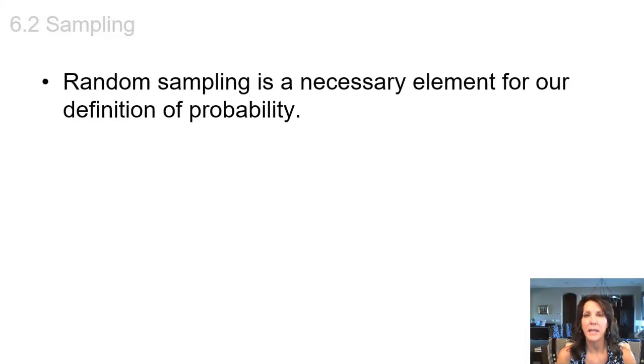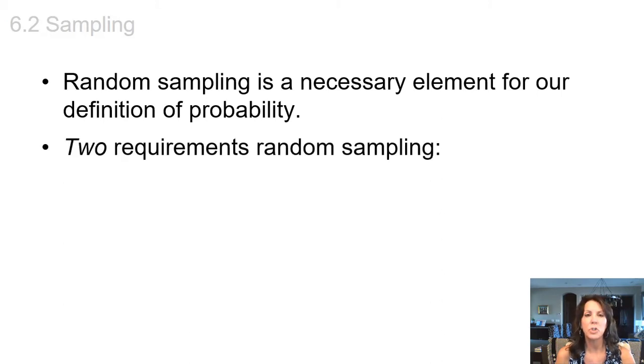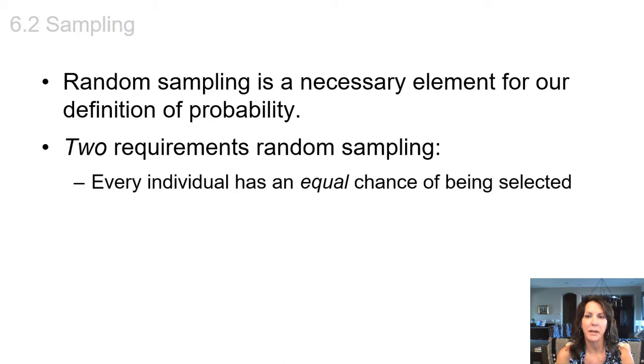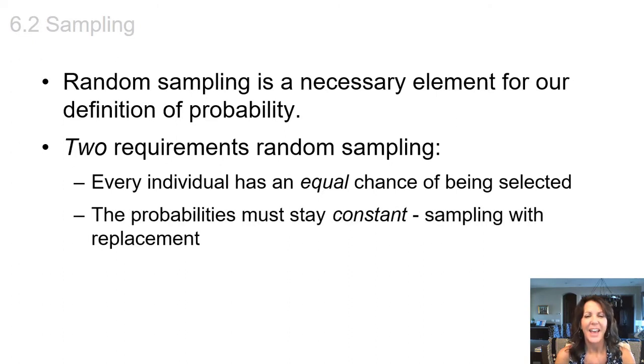So random sampling is a necessary element for our definition of probability. There are two requirements for random sampling. Every individual in the population needs to have an equal chance of being selected, and the probabilities need to stay constant. That is, sampling with replacement. If I take a sample, I have to throw that same number of people back into the mix in order to keep my probabilities constant.